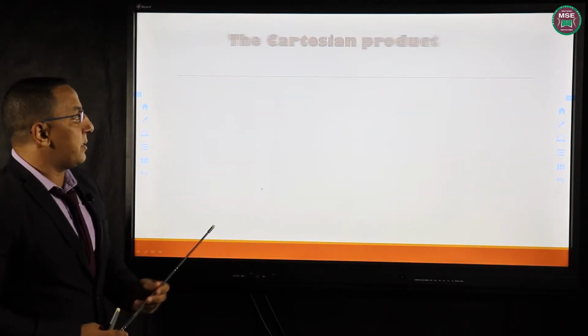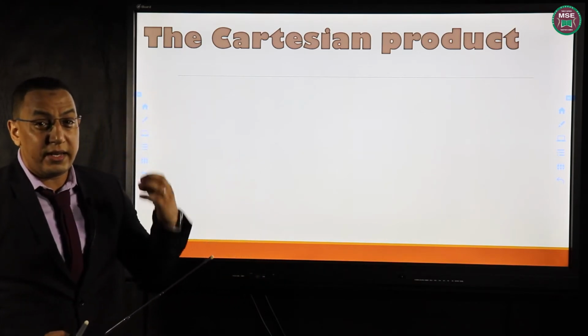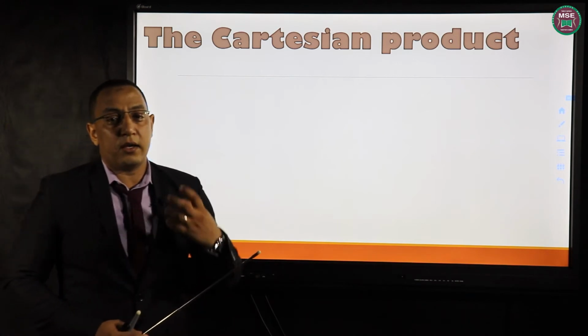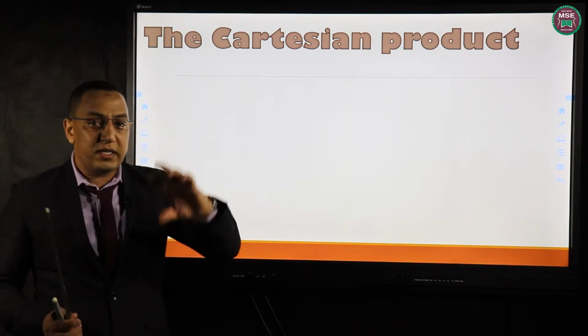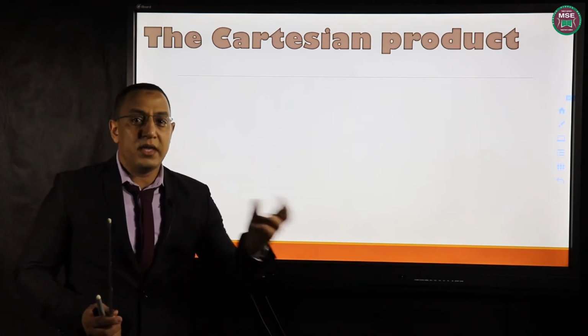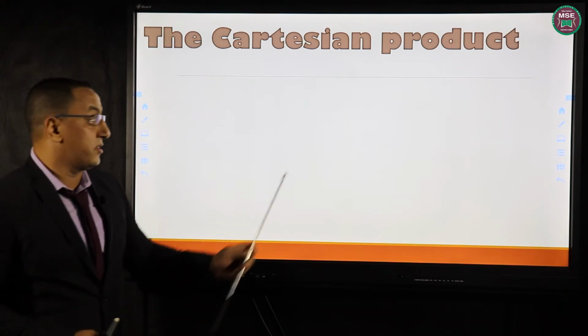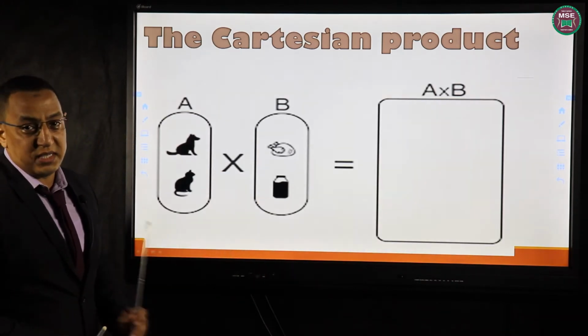Okay, before explaining the meaning of the Cartesian product, this is an introduction example. What is the meaning of the Cartesian product? The Cartesian product means distribute a set among another set. Again, distribute a set among another set. For example, if we have two sets, A and B, as we see.